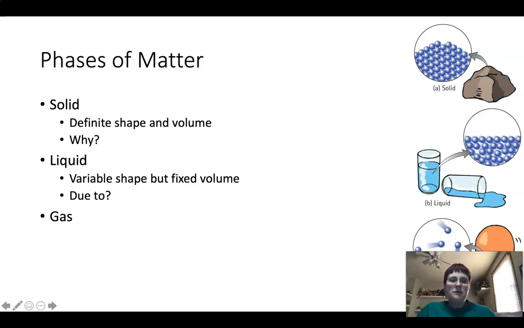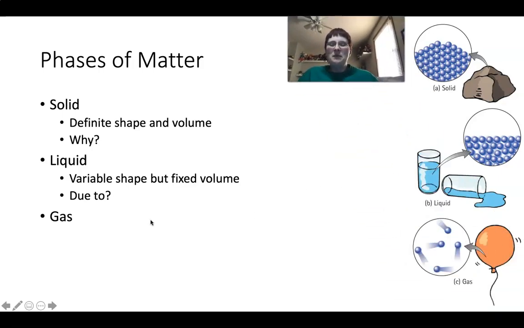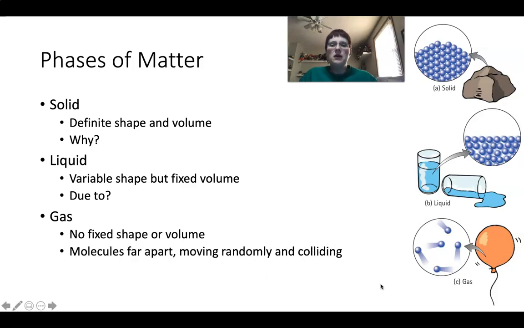And then the last one is a gas. No fixed shape or volume. And this is because those molecules are far apart from each other, as you can see in the picture here, and they are moving around randomly and colliding with each other. So we also have very different energy states. We go from a lower energy state, with these guys packed closely together, to a high energy state, because these guys are moving around randomly and colliding into each other.